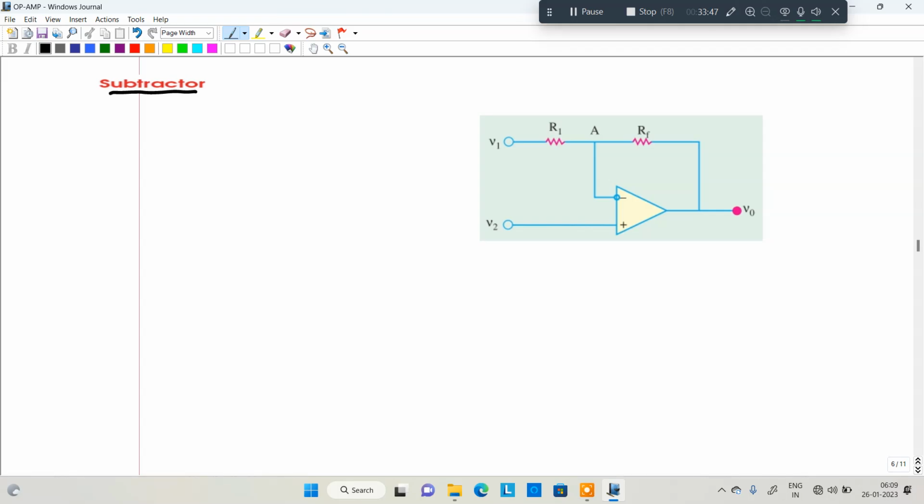The first case, here V1 and V2. That means two inputs are connected at a time, and you want to find the output. Apply the superposition theorem. In the superposition theorem, we apply only one input at a time, and the other input is deactivated. For example, I am going to use V1. V2 is deactivated, which means it is grounded.